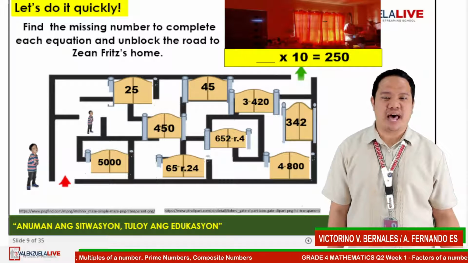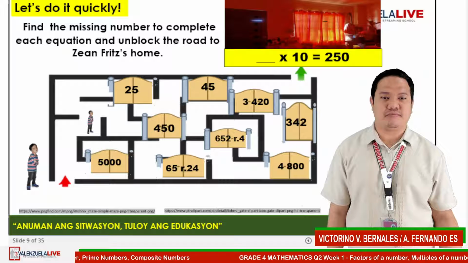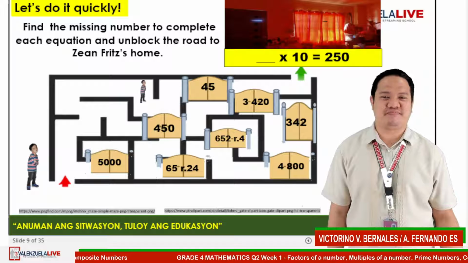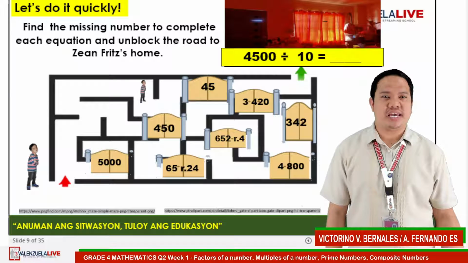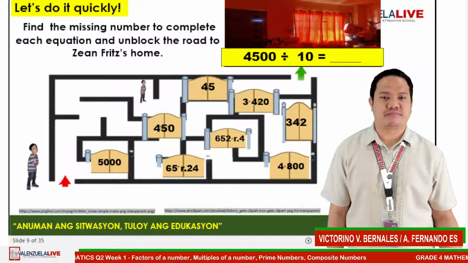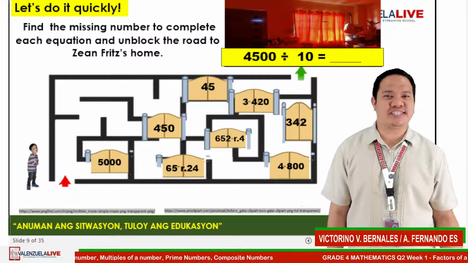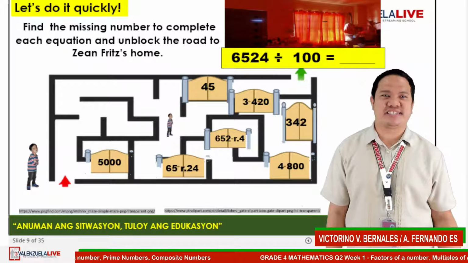Next, blank times 10 is equal to 250. Definitely, the answer is 25. Next, 4,500 divided by 10 is equal to blank. Is it 45 or 450? The correct answer is 450.